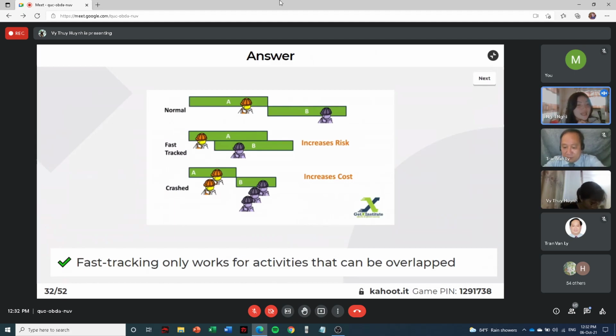So fast tracking only works for activities that can be overlapped. So that is also the answer for the question.